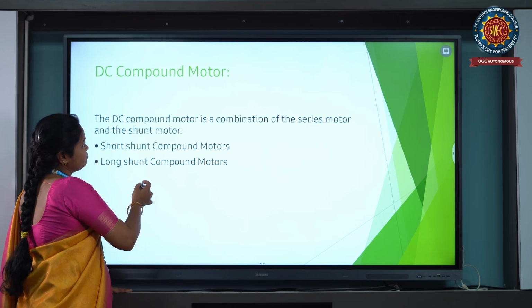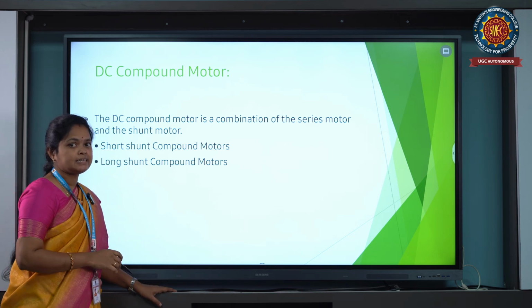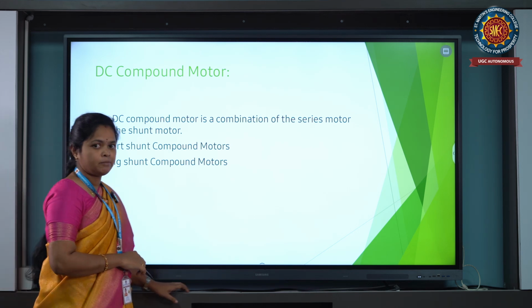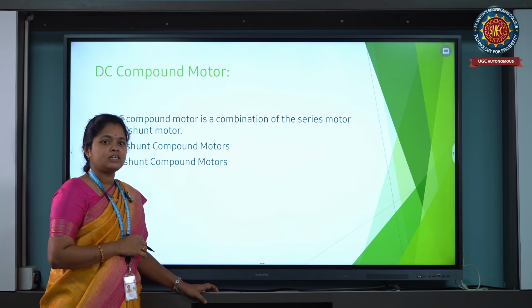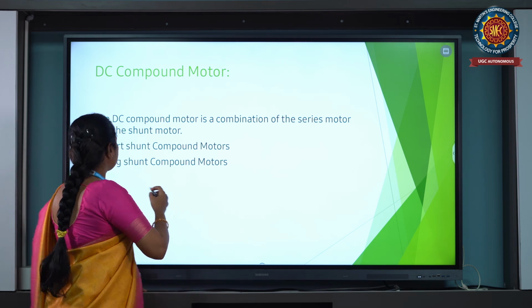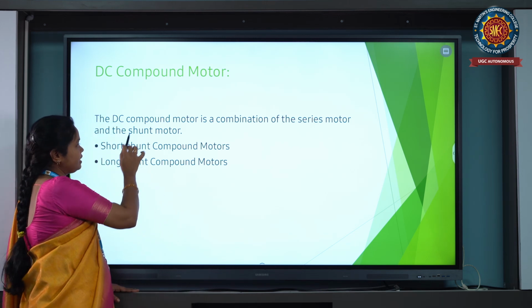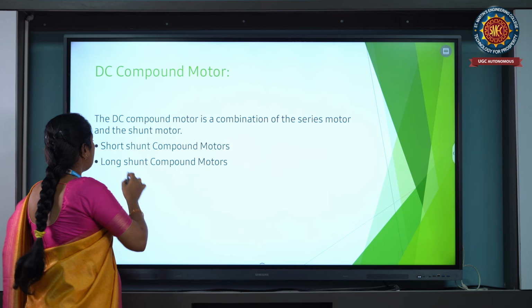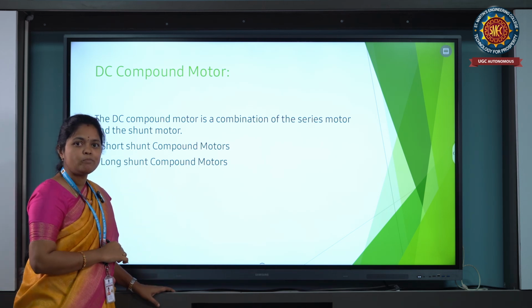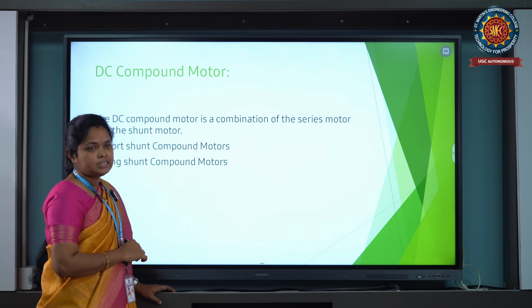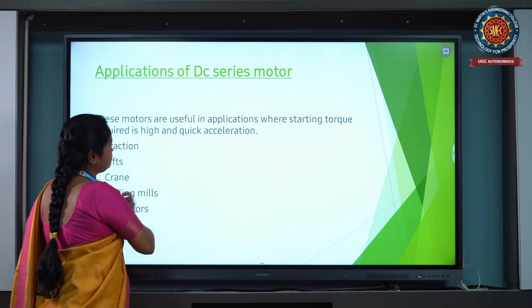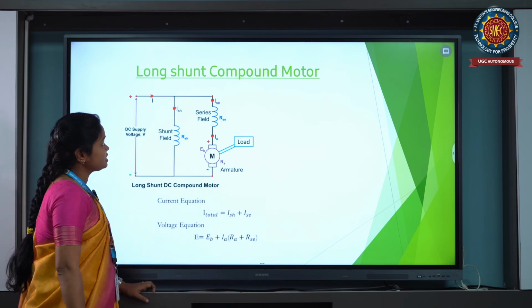Another one is the DC compound motor. This DC compound motor is nothing but a combination of series motor and shunt motor. It is again classified into long shunt motor and short shunt motor. This is the combination of series and shunt motor. So we'll discuss the first one, the long shunt motor.